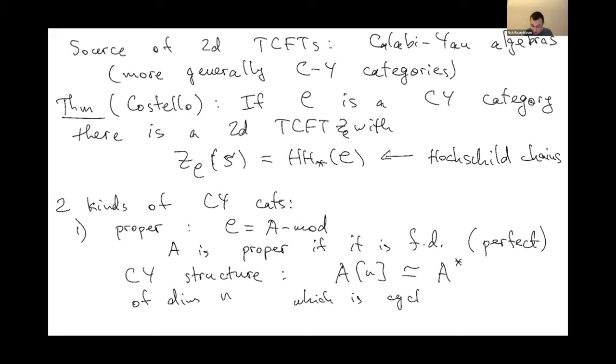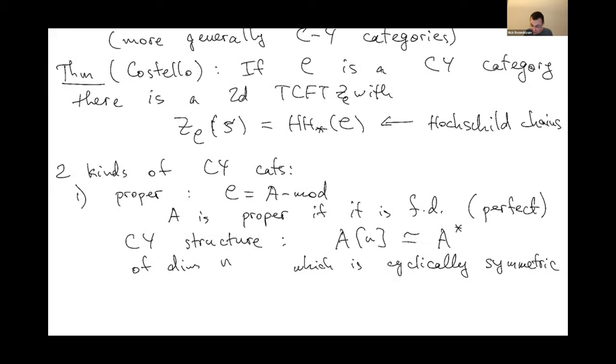Which is cyclically symmetric. And one way of formulating what this means: this is kind of a trivialization of the Serre functor. And there's a subtlety here of this cyclic symmetry that you also have to take into account. So a Calabi-Yau structure in this setting is a class in the cyclic cohomology, shifted by minus n. Remember, cyclic cohomology is the dual of cyclic homology.